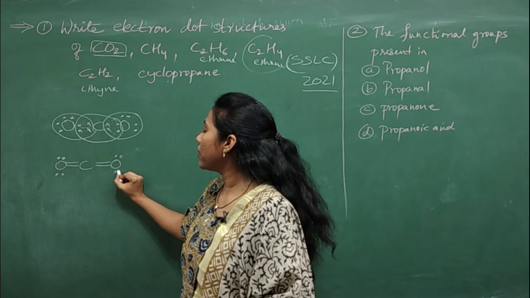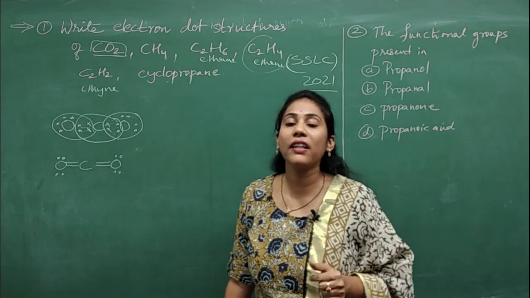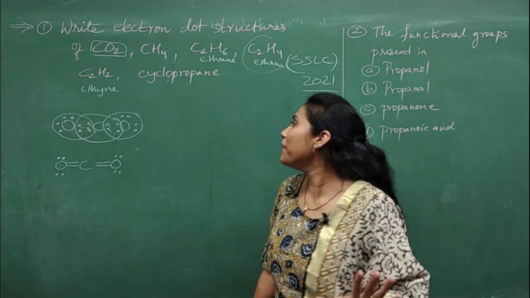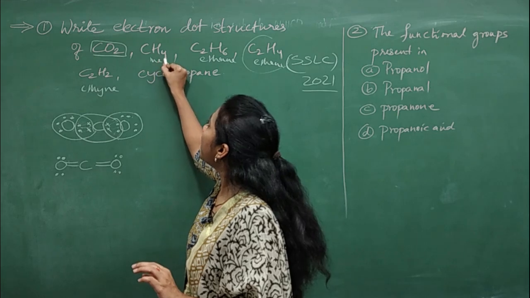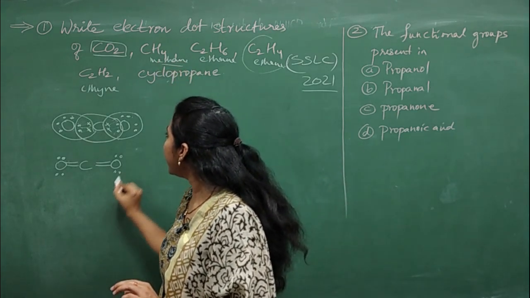1, 2, 3, 4. So this or this, anything you can write as a dot structure for carbon dioxide. Clear? Fine. And now let us go for writing the dot structure for methane. So how do you write it for methane?